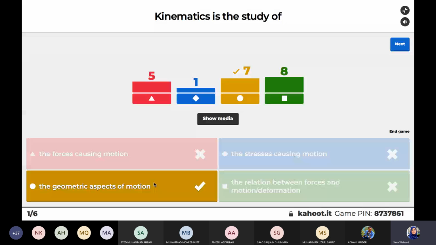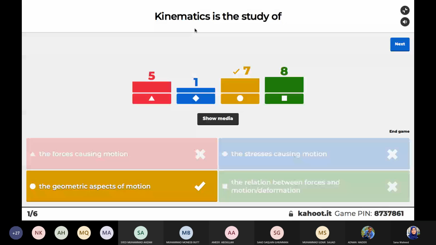Or then from our aspects, looking at the deformations and the strains in there as well. But we are not looking at all at what was causing that motion. As you might have noticed, so far we haven't talked at all about stresses or forces or anything like that, right? So it's just the study of the geometric aspects of motion, nothing else. So that's what kinematics is.